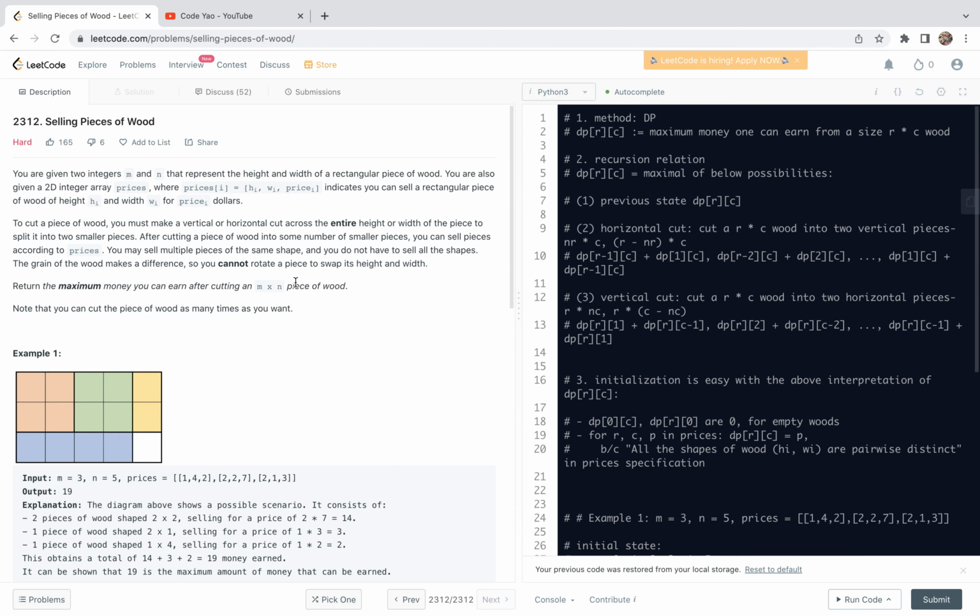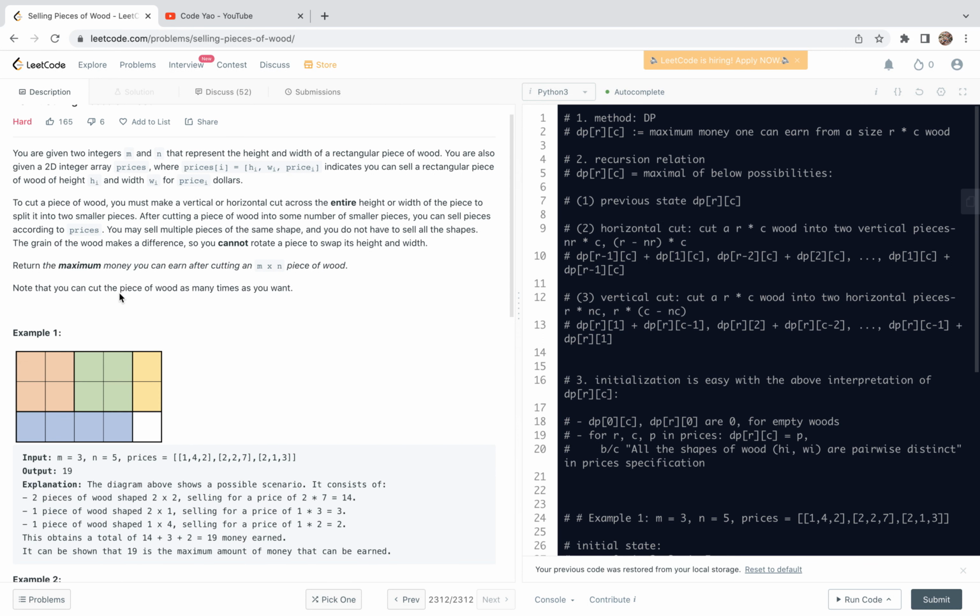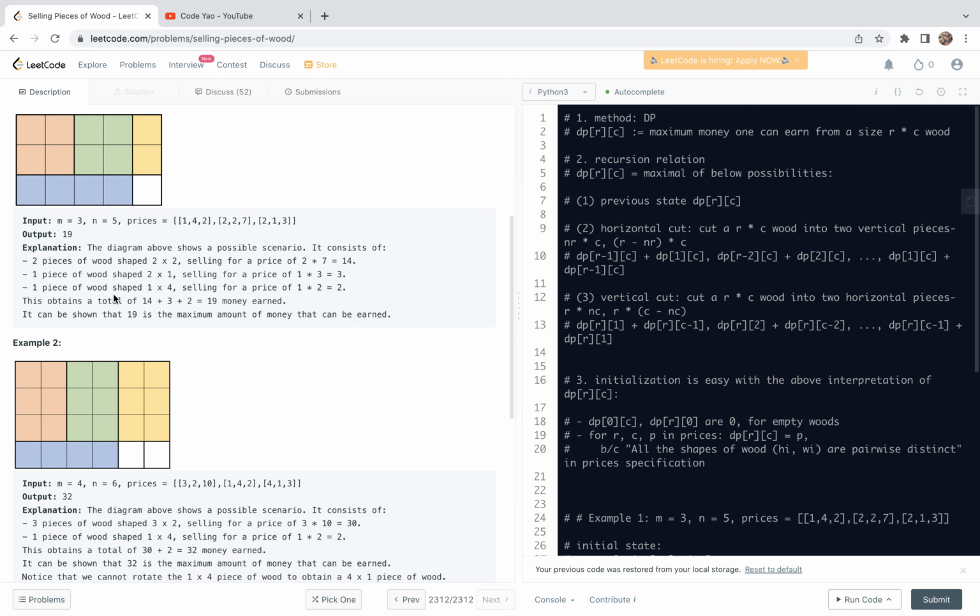After cutting a piece of wood into some number of smaller pieces, we can sell pieces according to the prices. We may sell multiple pieces of the same shape, and we do not have to sell all the shapes. The grain of the wood makes a difference, so we cannot rotate a piece to swap its height and width to sell with a different price. The problem requires us to return the maximal money we can earn after cutting an m by n piece of wood. Notice that we can cut the piece of wood as many times as we want.